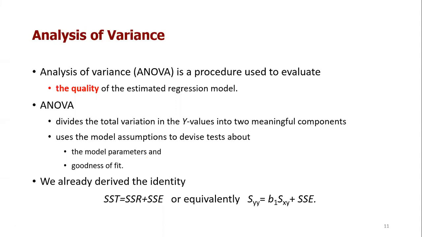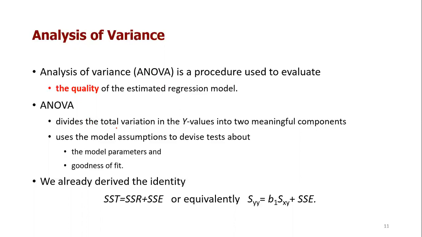In this video, we will talk about the ANOVA or analysis of variance for simple linear regression. ANOVA, or analysis of variance, is a procedure that is used to evaluate the quality of the estimated regression model. In fact, analysis of variance is a tool used to analyze statistical data in a general way, but it is also used for regression as well. So we will talk about the special case of ANOVA for linear regression.